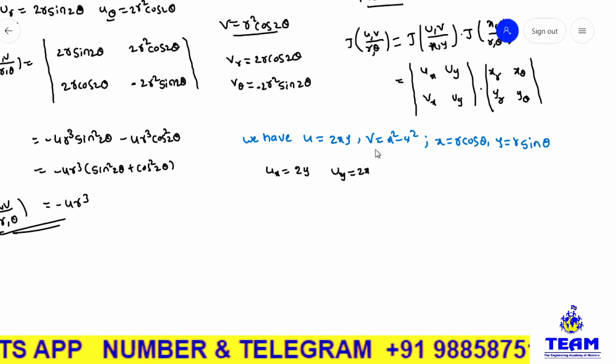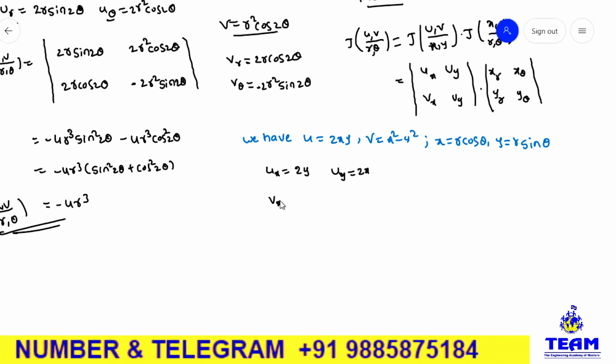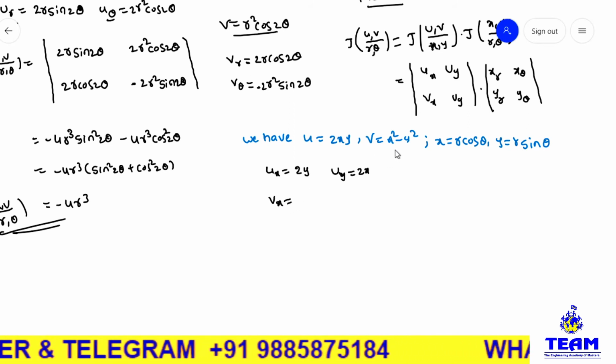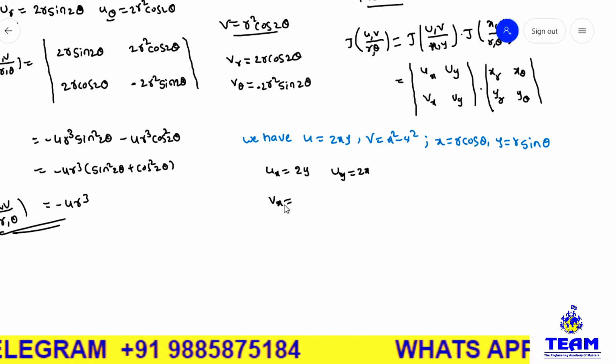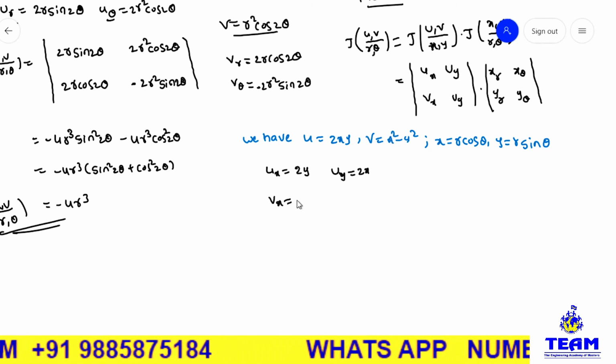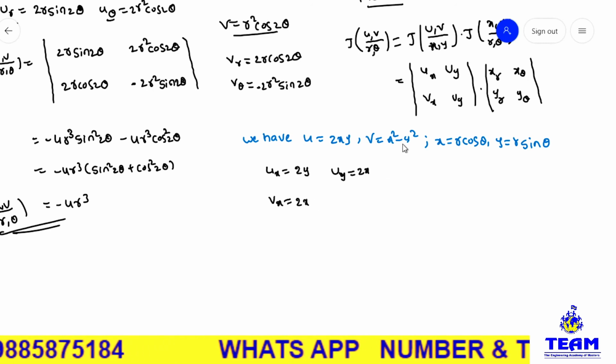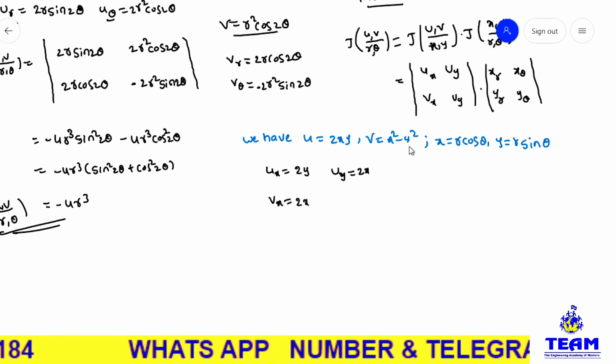Next I want v with respect to x, dou v by dou x. Here you observe, friends, we have two terms. The first term is containing x. What is the x term here? x square. So x square derivative is 2x, minus the second term, which is containing y only, not containing x.